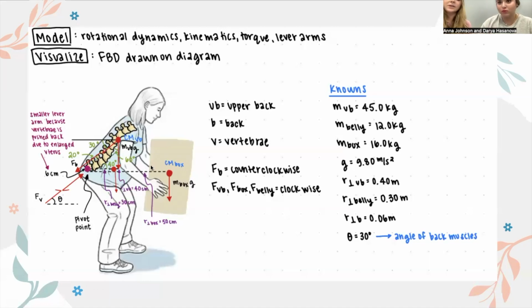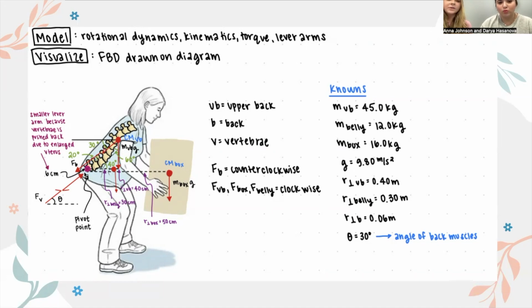Now I will explain the R values that we determined and how we determined them. First R value, we did the perpendicular distance from the pivot point to the upper body center of gravity. Next, we did the R value for the belly, which is the distance from the pivot point right here to the pregnancy weight. And then we did the R value for the box, which is also the distance from the pivot point to the box's center of gravity. And then lastly, we have a small perpendicular lever arm right here, which is the distance from the pivot point to where the back muscles exert force.